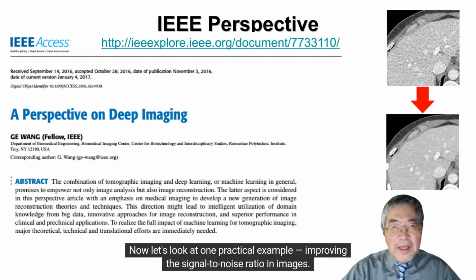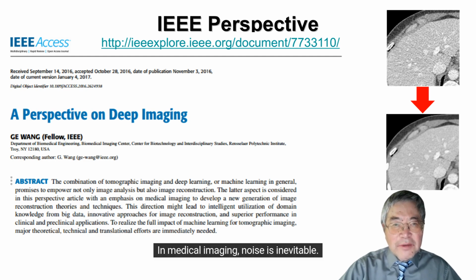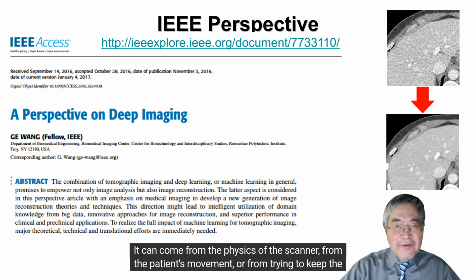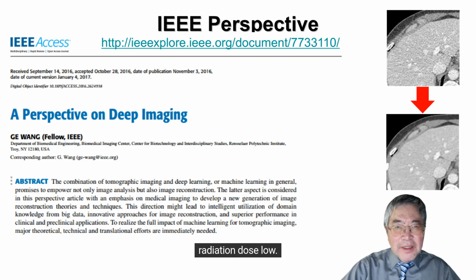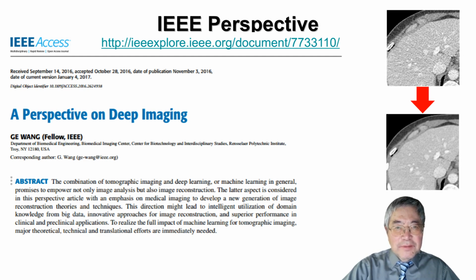Now let's look at one practical example: improving the signal-to-noise ratio in images. In medical imaging, noise is inevitable. It can come from the physics of the scanner, from the patient's movement, or from trying to keep the radiation dose low. Traditionally, we use filtering techniques to clean up an image, but these often blur fine details along with the noise.